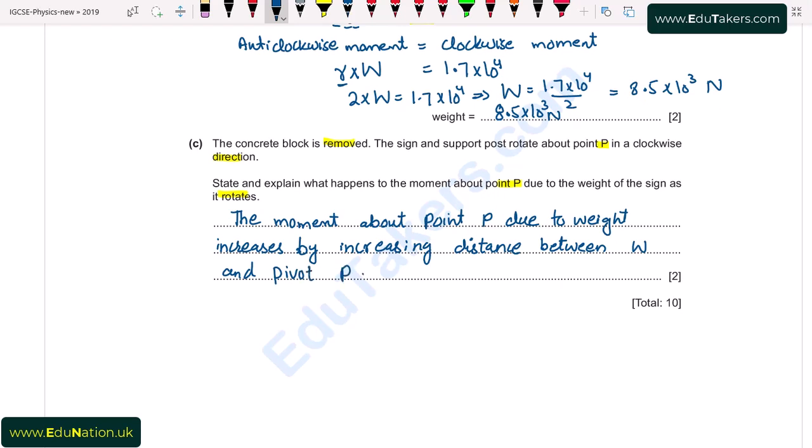So in this case, the moment about the point P, that is due to the weight, increases.